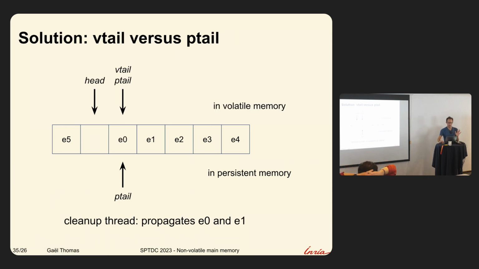So it's exactly what we can do with two variables. Here we have a volatile tail that is used to synchronize the producer and the consumer for the threads in volatile memory. And we have the p-tail, which is the persistent tail, that indicates what is actually propagated from the log to the disk. So now, how it works.